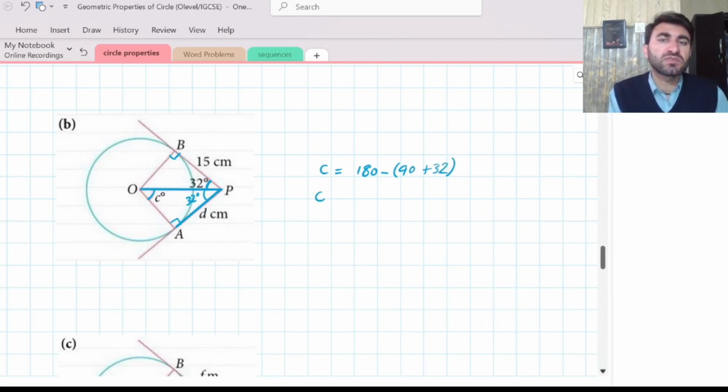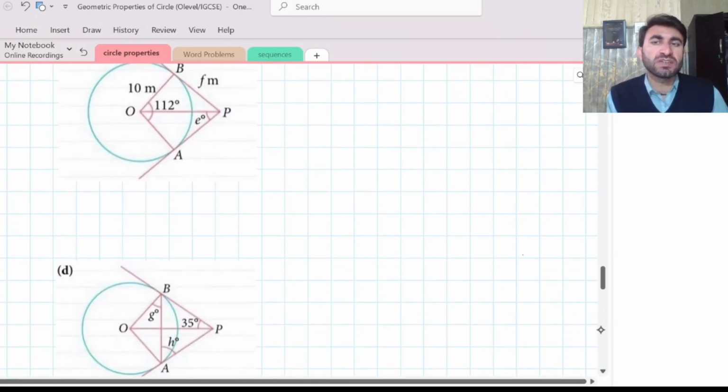So after we subtract it, it shall become 58 degrees. Now, in order to find the value of D, we know value of D is basically length of tangent AP and the length of tangent PB is 15 centimeter, and definitely they are equal because lengths of two intersecting tangents are always equal. So C is 58 while D is 15 centimeter. Moving to the next part.